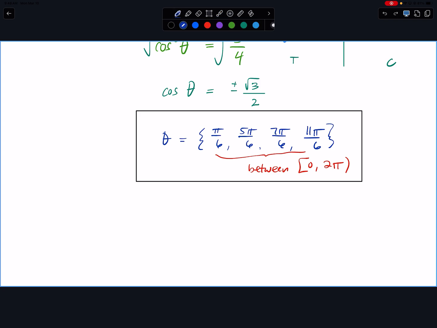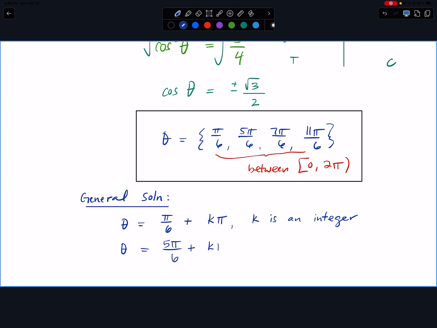So the general solution: theta is equal to pi over 6 plus not 2k pi, but just k pi, because I want to just add pi, where k is an integer. And then theta is equal to 5 pi over 6 plus k pi where k is an integer.